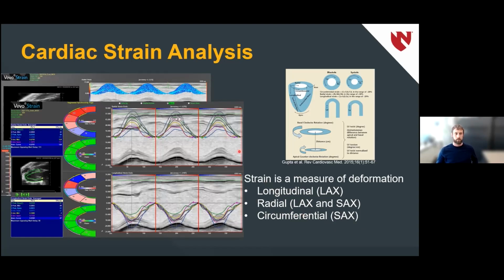We can also break that B-mode image up into regions, and we can measure the regional strain throughout that heart wall. With these peaks, we're measuring the time to peak in the radial and the longitudinal directions. This can show the dysynchrony in the heart, whether each region is contracting and moving at the same time and working together.